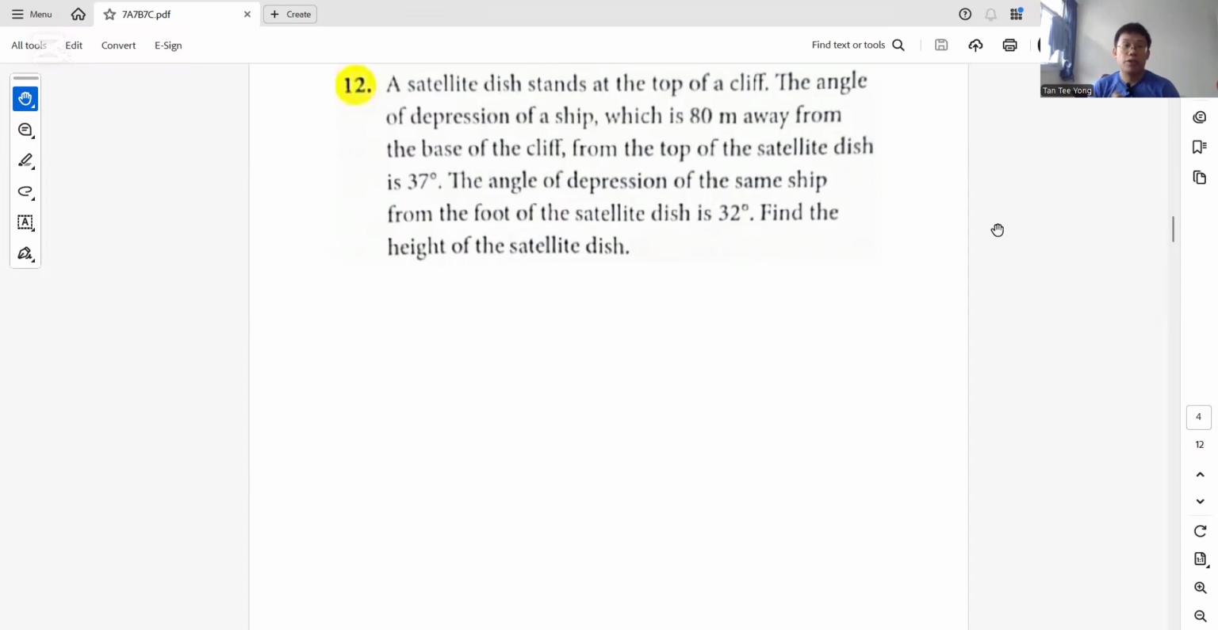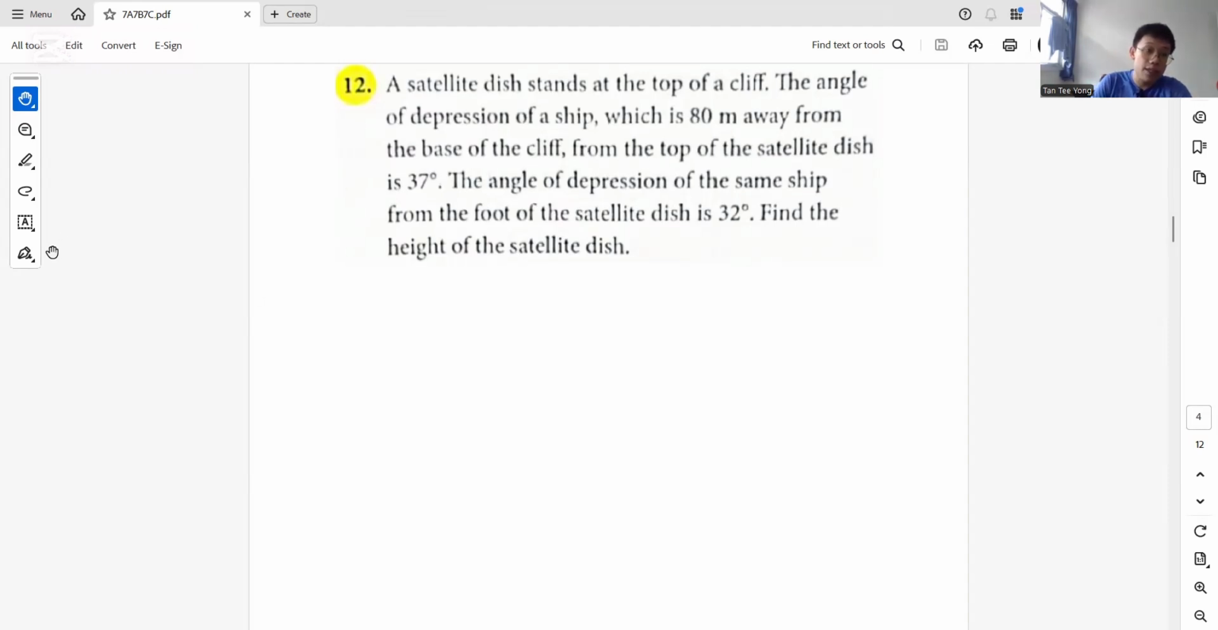Okay, let's go through question 12 together. Same thing, no diagram, so we have to read and draw the diagram at the same time. A satellite dish stands at the top of a cliff. The angle of depression of a ship, which is 80 meters away from the base of the cliff, from the top of the satellite dish is 37 degrees.